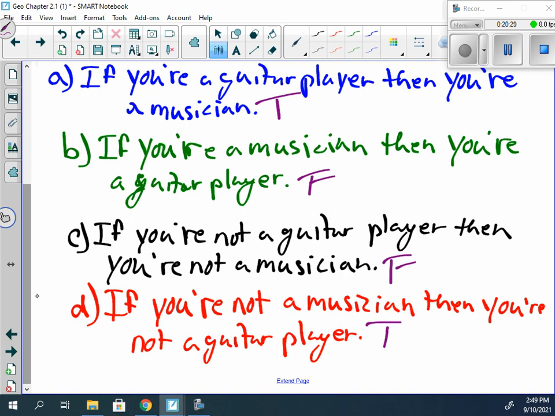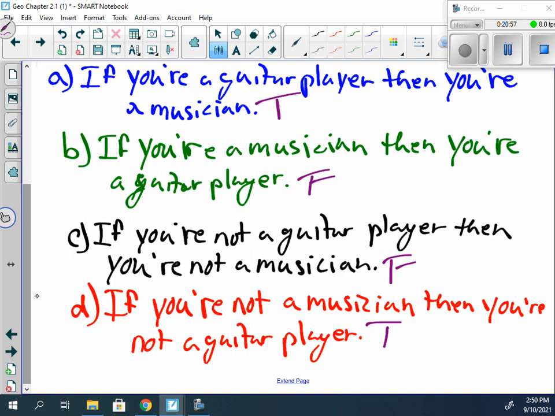Now, one of the interesting things is that the conditional and the contrapositive will always have the same truth value, and the converse and inverse will always have the same truth value. So if the conditional statement is true, the contrapositive should be true as well. And as we see here, since the converse is false, the inverse will also be false. They will always connect to each other.